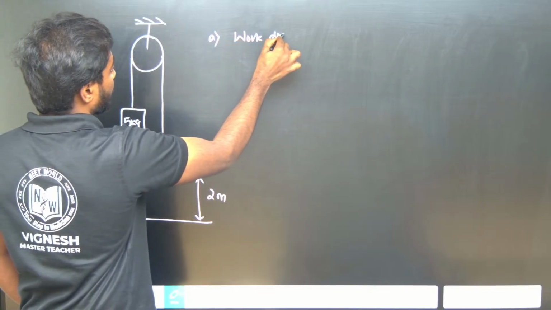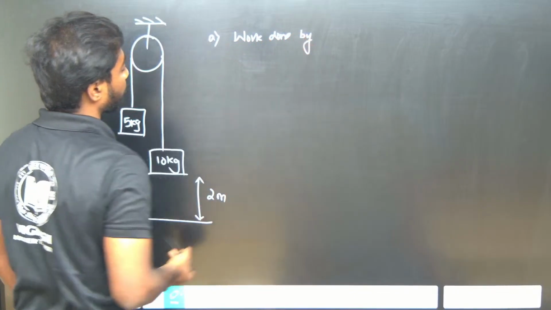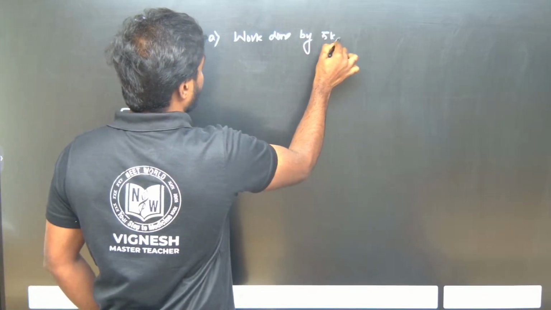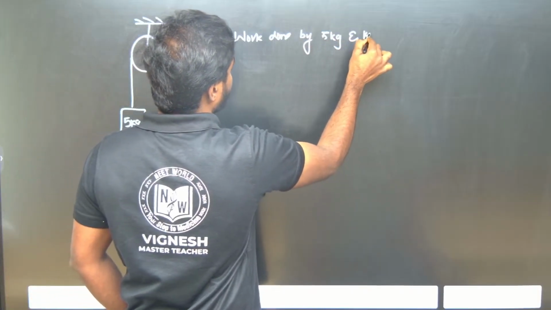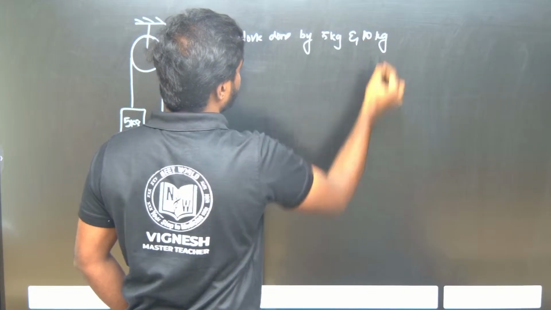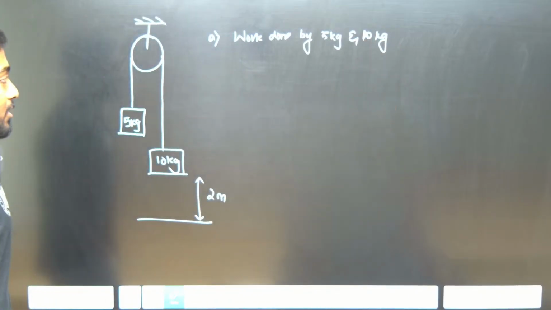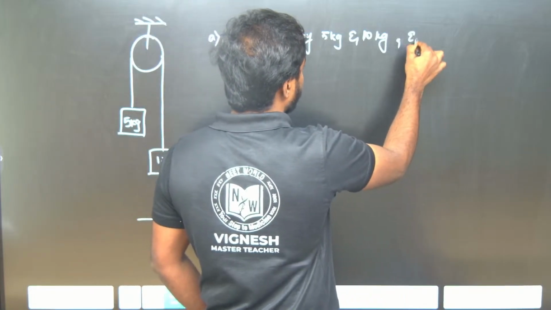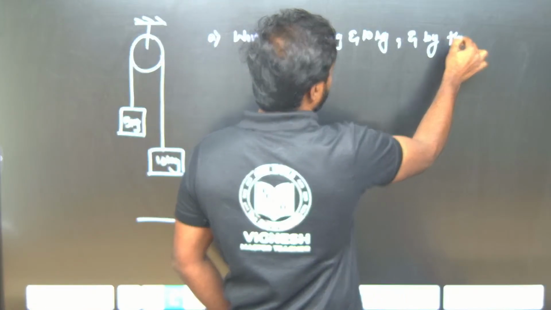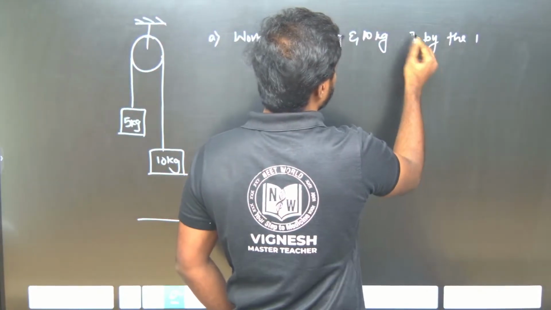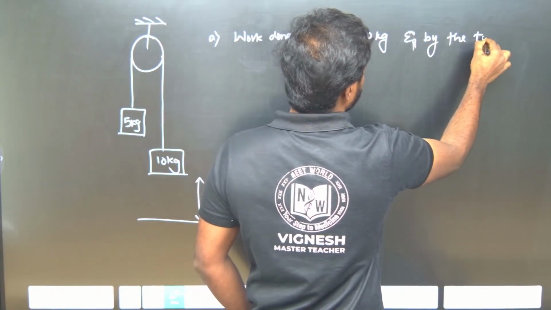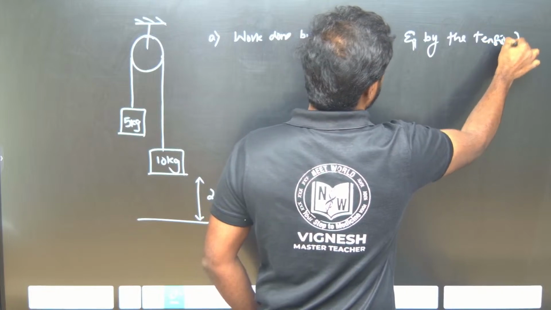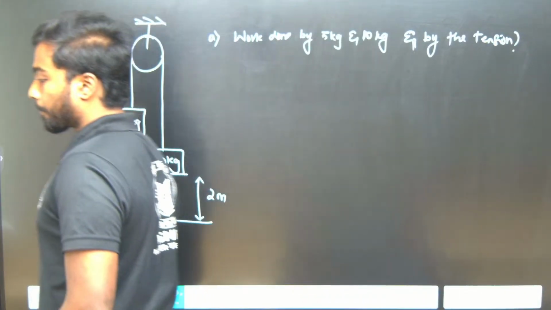Work done by 5 kg and 10 kg, and by the tension also. So these are the things I need to find here. This is the equation. Okay.